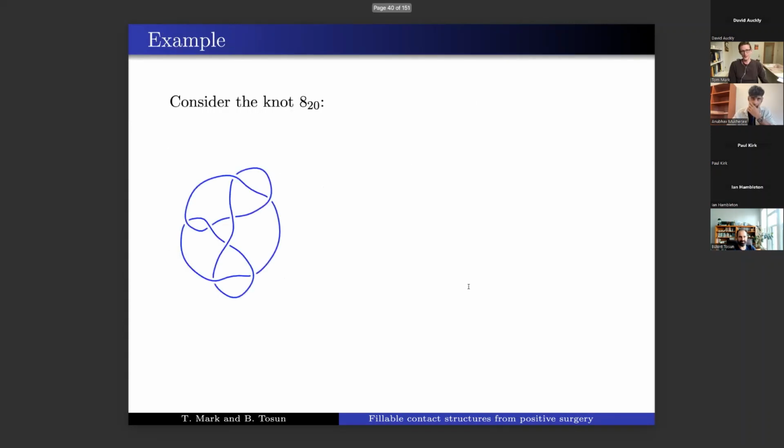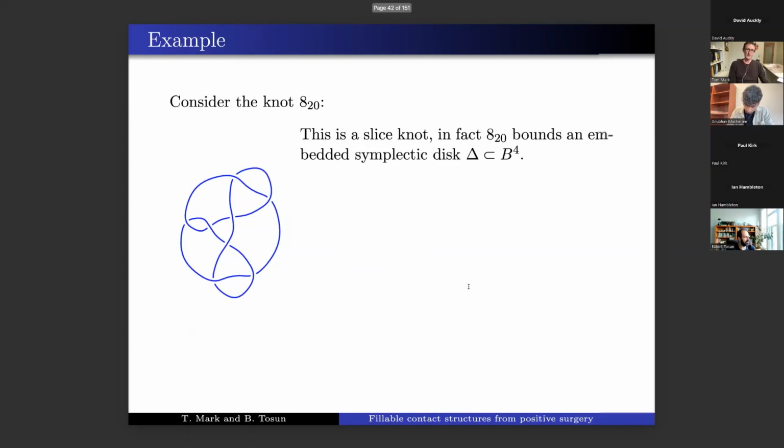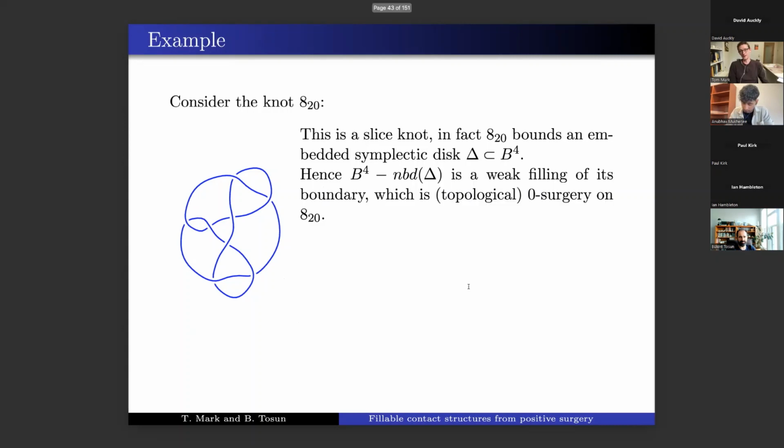If you look at the knot 8_20, there's a picture of it in no particular position except the one that KnotInfo gives you. And I think maybe we need the mirror of this picture, but I'm not quite sure. So the point is that 8_20 is a slice knot. In fact, it bounds an embedded disk in the four ball itself, an embedded symplectic disk. In other words, you didn't need any blowups at all. So you could scoop that symplectic disk out of the four ball itself, and the result, part of the theorem, is that the complement of that disk is a symplectic filling of its boundary, which, of course, if you scoop a disk out of the four ball, their boundary is zero surgery on the knot you started with.